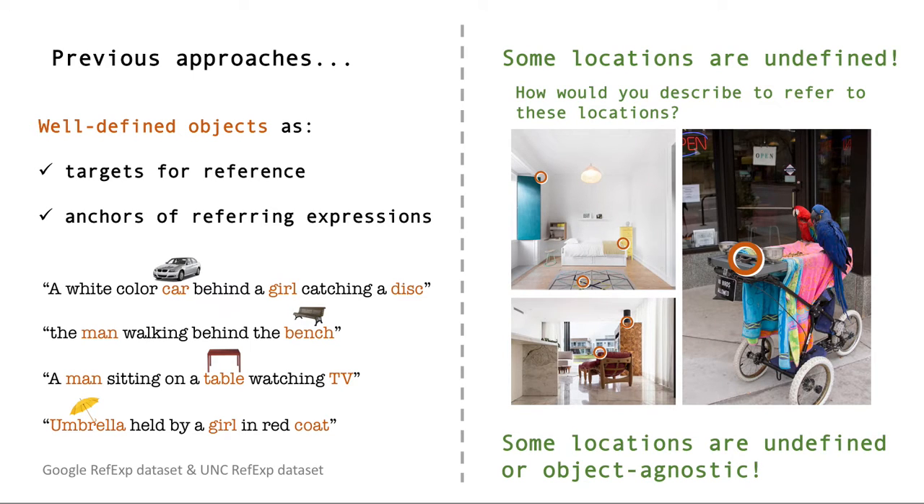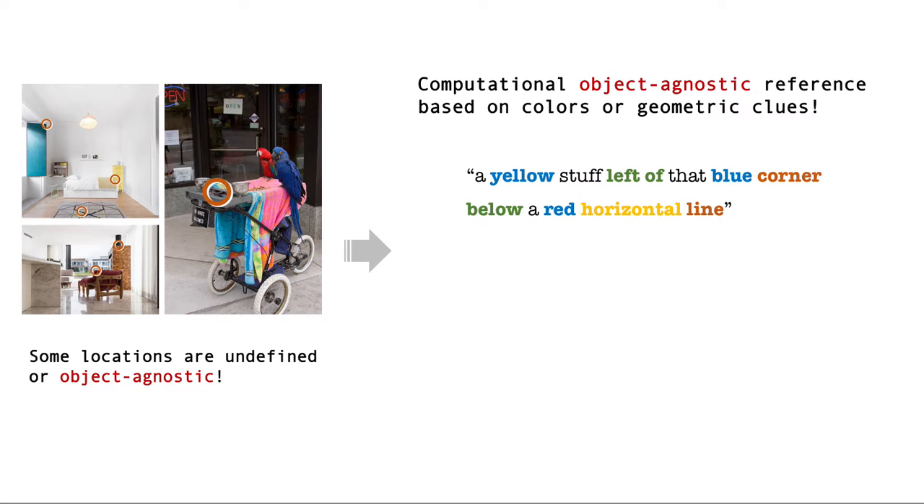However, in many cases, as shown by the orange circles in the figure, some locations are undefined or object agnostic. In such situations, we as humans can still refer to different locations with attributes such as colors, textures, or geometric clues like lines or corners. For instance, a phrase such as "a yellow stuff left of that blue corner below a red horizontal line" could be sufficient for a person to pinpoint the target location despite the absence of an anchoring object.